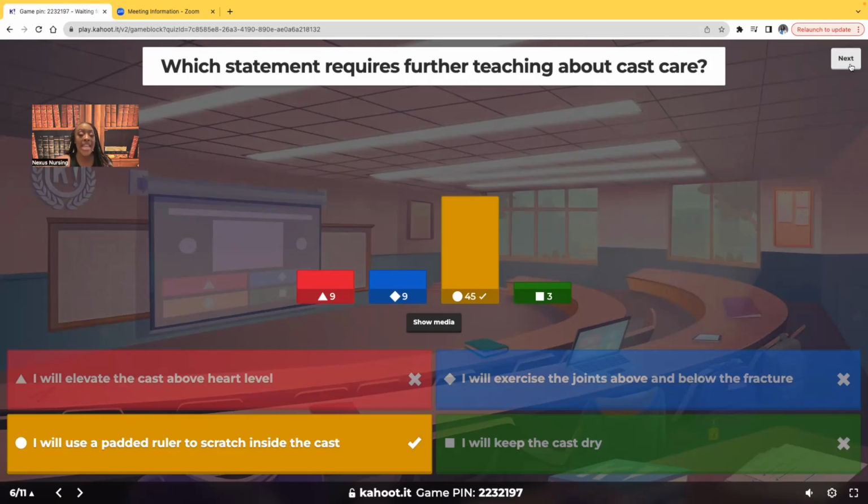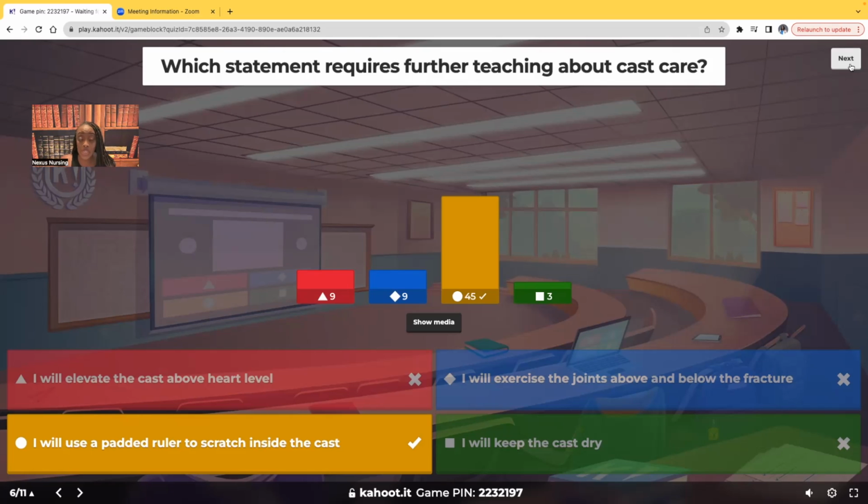You don't want to do that. So you teach them not to stick anything down the cast. Now the cast can be itchy, so what you teach them is if they have a blow dryer, put it on not hot, not warm, but cool. Put it on a cool setting and they can blow it through the cast, and that can help with the itching, okay? So we don't want to decrease their skin integrity. So all of the other choices are correct. These are good things to do.